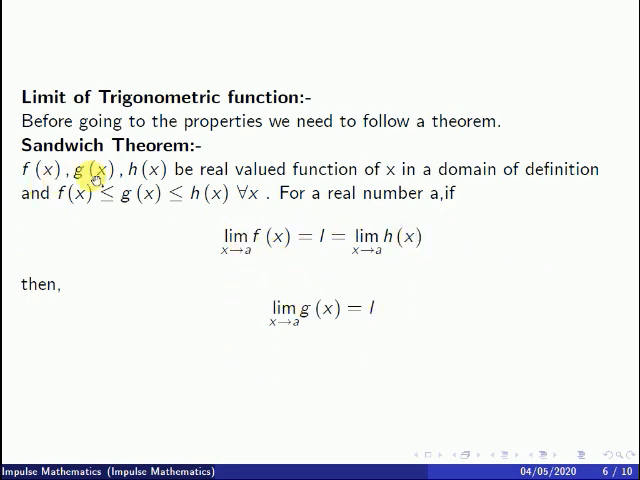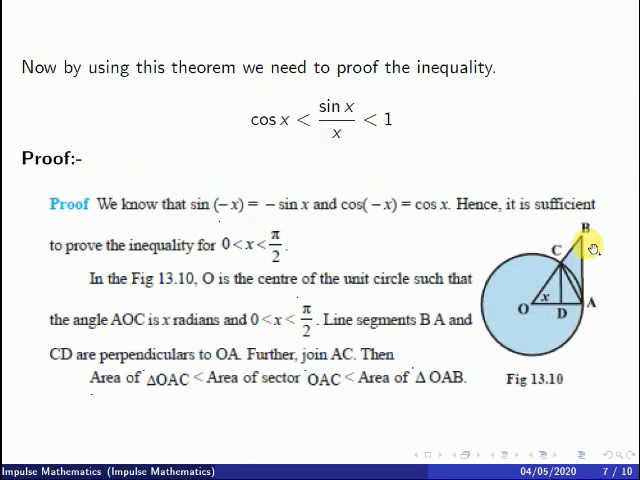The proof of this theorem is not needed. Now by using this theorem, we need to prove the following inequality: cos x less than sin x by x less than 1. To prove this inequality, we all know that sin of minus x equals minus sin x and cos of minus x equals cos x.